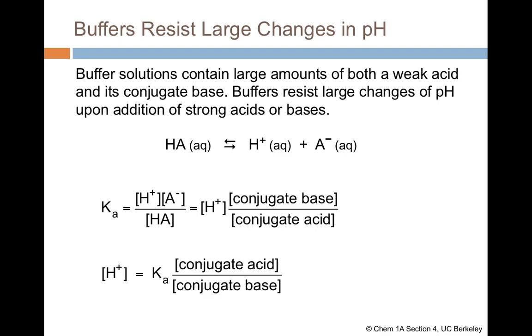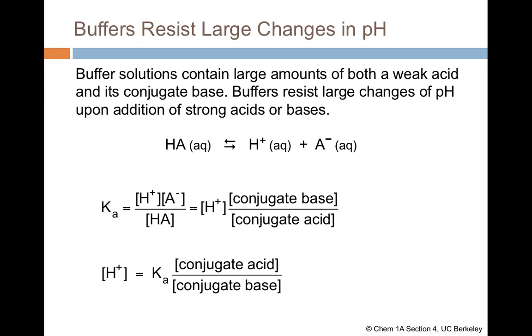We can solve this equation for H+, since the pH is what we are really interested in. And we see that H+ depends on the Ka times the concentration of the conjugate acid divided by the concentration of the conjugate base.